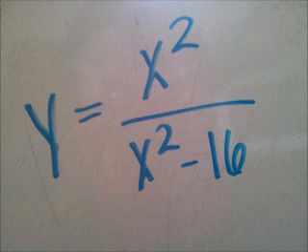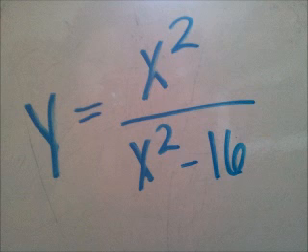To find my horizontal asymptote, I find the largest exponent in my equation, and I take the top divided by the bottom. So 1x squared over 1x squared, and I find that the coefficients of both are 1, so 1 over 1 equals 1. I will have a horizontal asymptote at y equals 1.